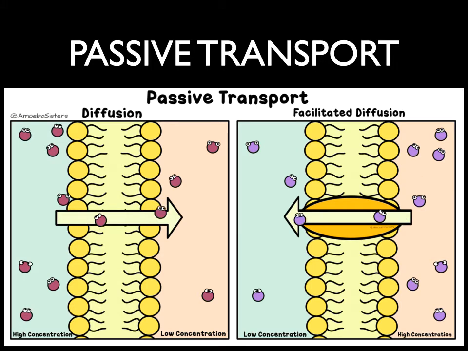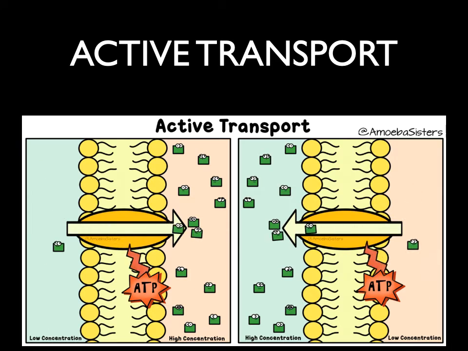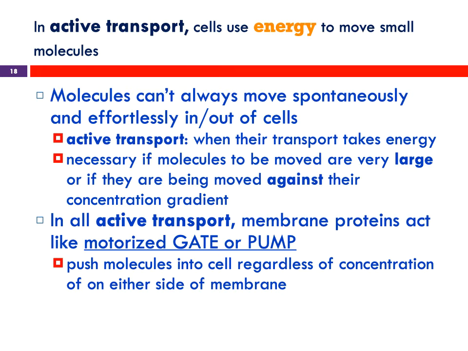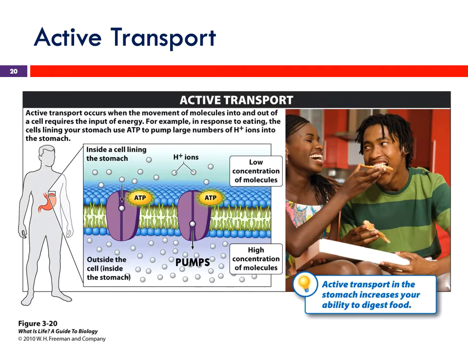Here's another GIF on passive transport, which I'll let you watch. Facilitated diffusion on the right has a gate. And in contrast, here is active transport, which is like a gate that burns ATP. Molecules can't move out spontaneously. That's when you're going to have to use a gate or a pump. One example is H plus against the gradient to help you digest food in the stomach. That is an example of active transport.